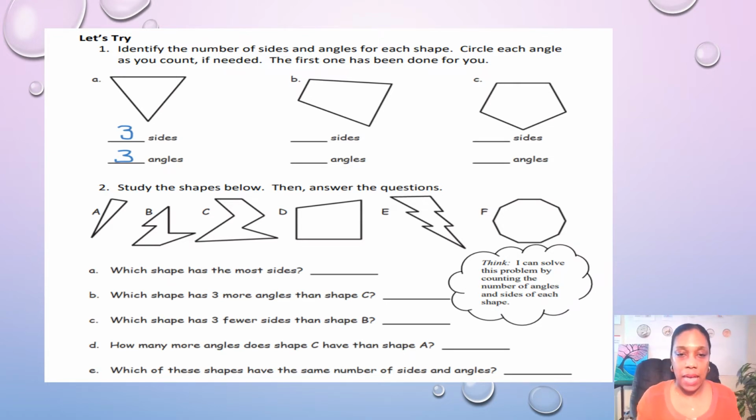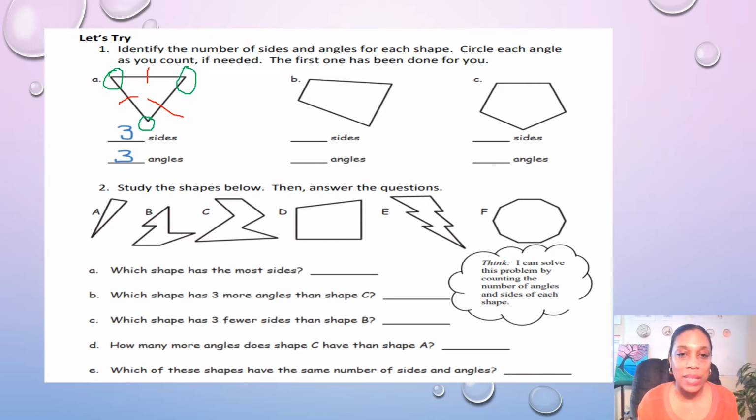Identify the number of sides and angles of each shape. Circle the angles as you count if needed. The first one has been done for you. Remember, the angles are where the two lines meet in a polygon. All right? So the first one has been done for us. There are 3 sides and 3 angles. As you can see, the sides I have marked with red lines going through them, and I've circled the angles.